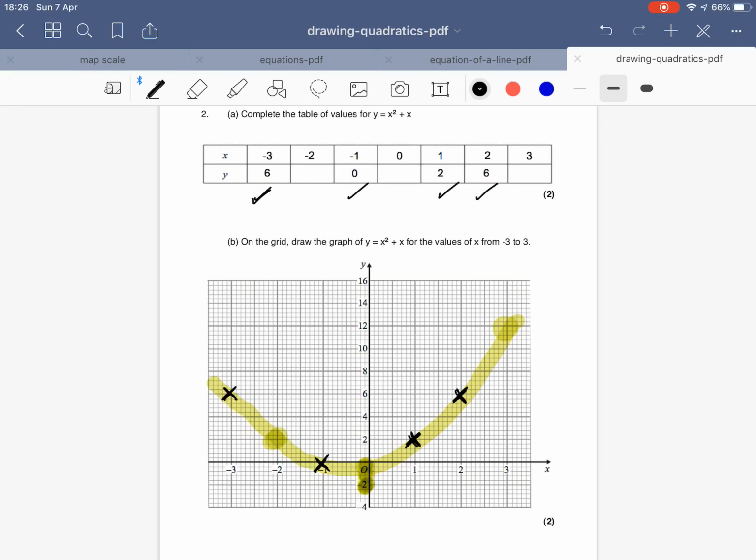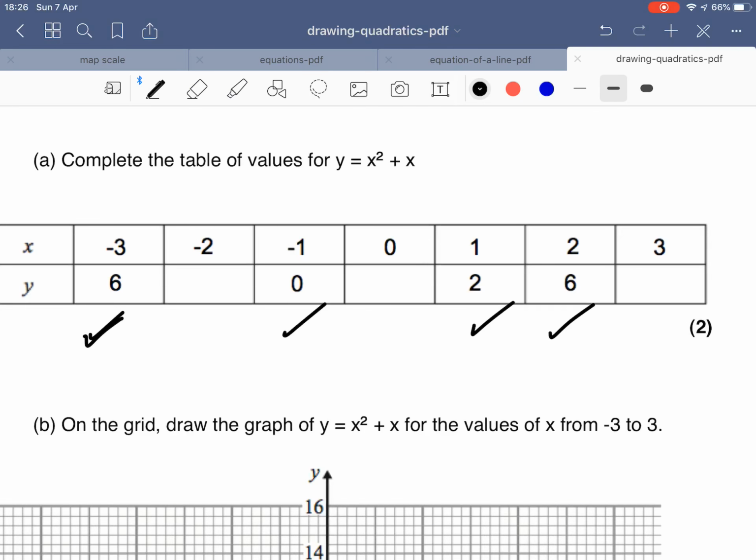So let's check. So with these ones, go to your table now. We've got x squared plus x. That means I want to square this and then add that number. So I'm going to do -2 squared, and then I'm going to add -2. -2 squared, that means -2 times -2. 2 times 2 is 4, and a minus times a minus is a positive. So -2 squared is 4. Add in a negative, it's basically just taken away. So it's going to be 4, take away 2, which is 2.